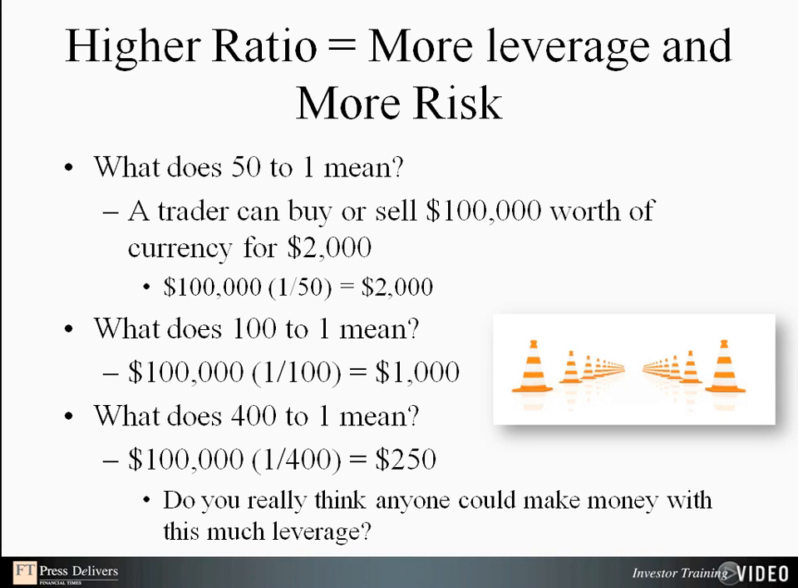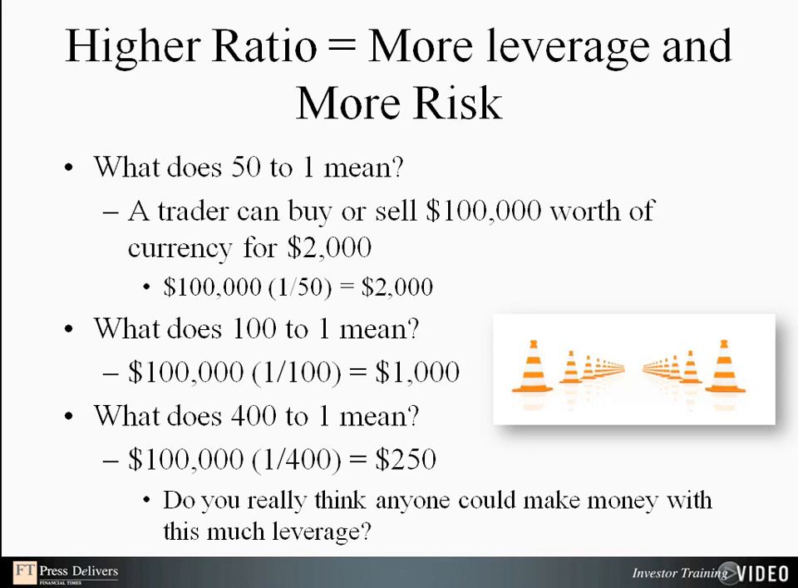It means that a trader can buy or sell $100,000 worth of currency for just $2,000. In other words, for every dollar they put up, they're able to trade $50 worth of currency. If you wanted to do this math yourself, you simply take $100,000 divided by 50, and you get 2,000.